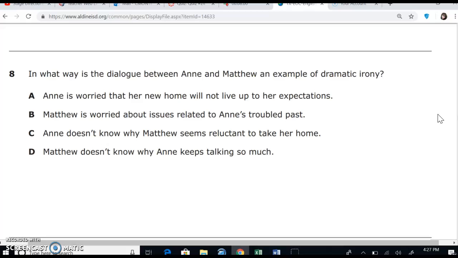A, Anne is worried that her new home will not live up to her expectations. B, Matthew is worried about issues related to Anne's troubled past. C, Anne doesn't know why Matthew seems reluctant to take her home. Or D, Matthew doesn't know why Anne keeps talking so much.